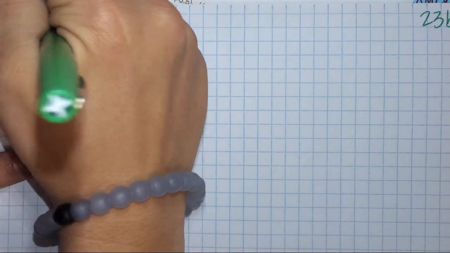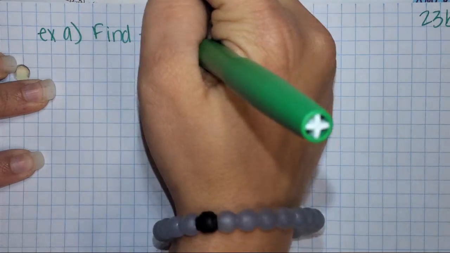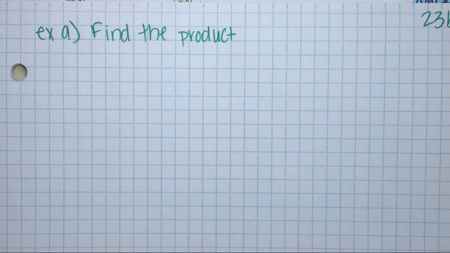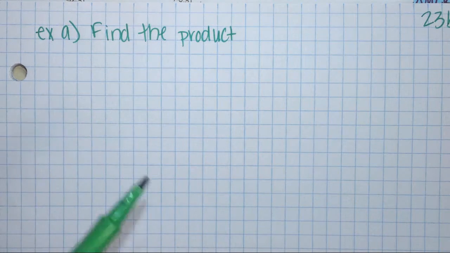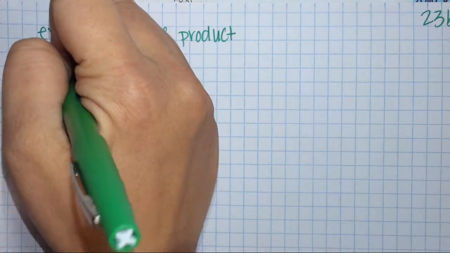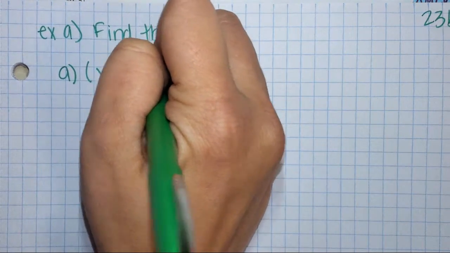All right, so we're going to say example A. And we're going to write find the product. We're going to write neatly so that we can read our handwriting, because we have graph paper for a reason. All right, the first one that we're going to do is x plus 3 quantity squared.